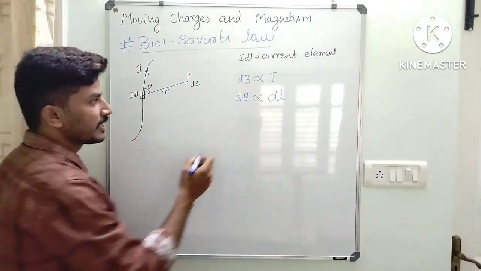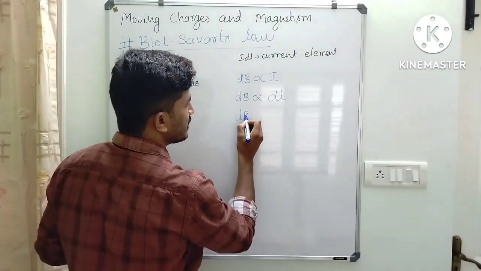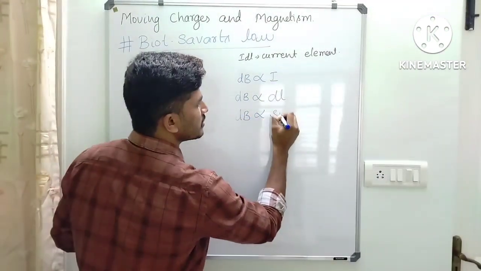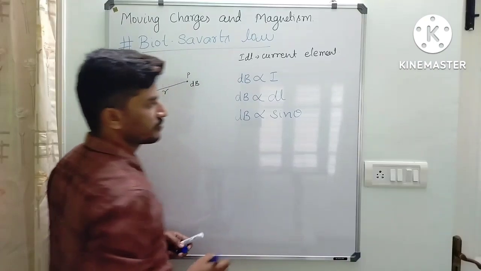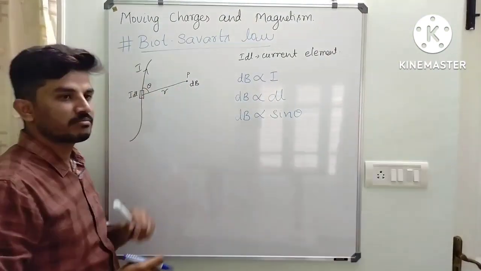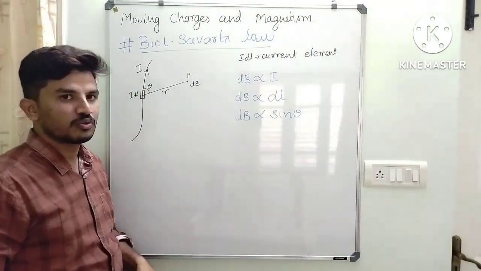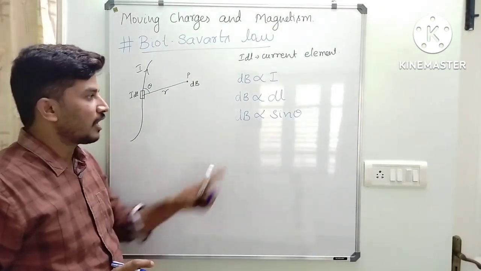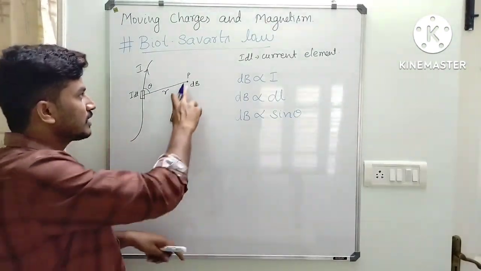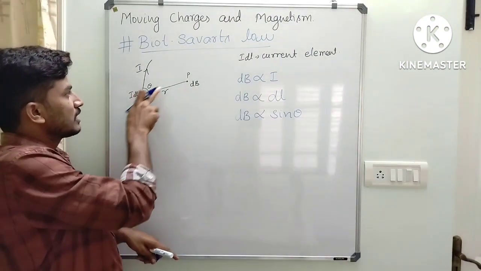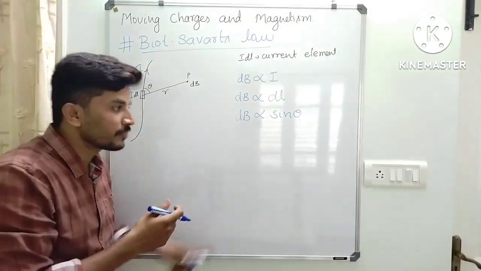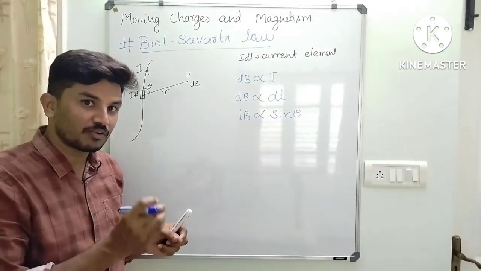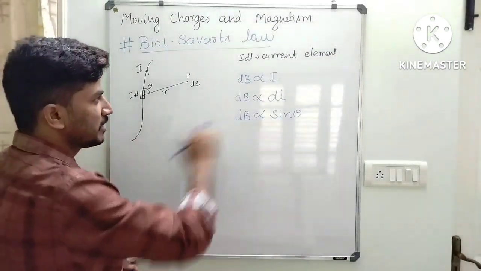Third thing, dB is also dependent on theta. How? Sin theta. If theta is 0, sin 0 is 0, then the magnetic field on the conductor is 0. Or if theta is 180 degree also, means the point is present on the conductor, then also sin 180 is 0, then the magnetic field produced is 0. Magnetic field on the conductor is 0. That is the meaning of that.